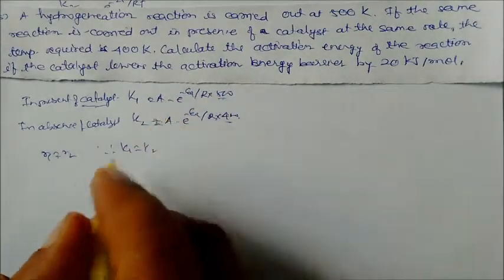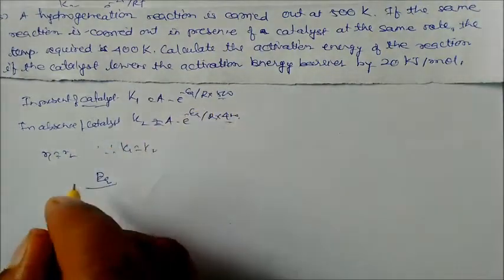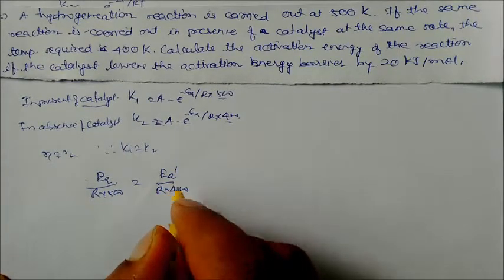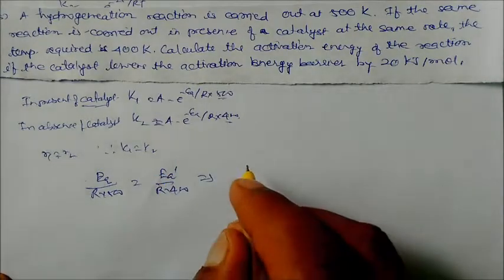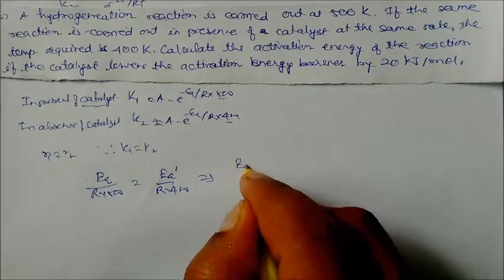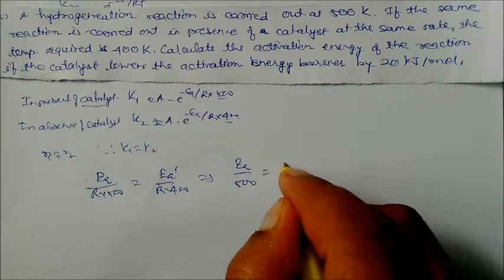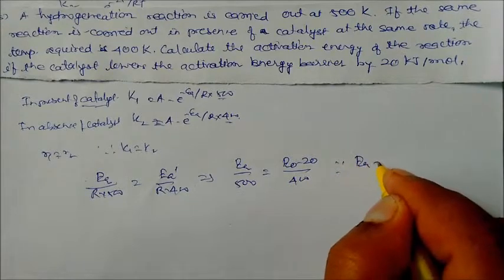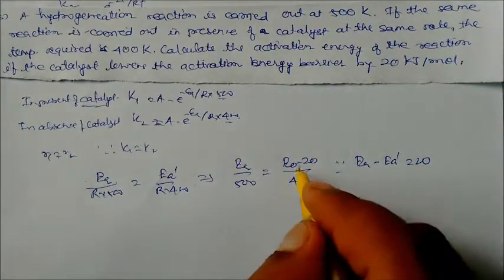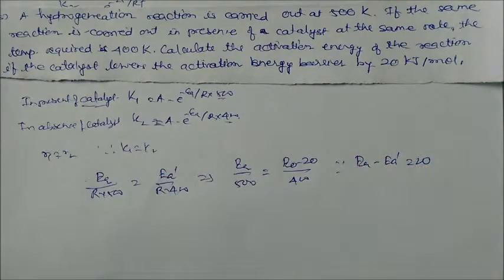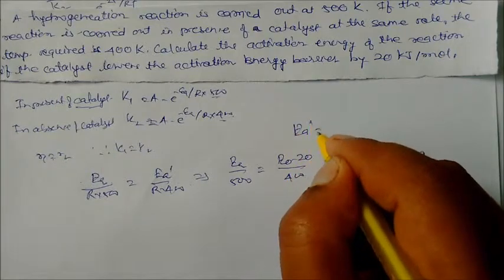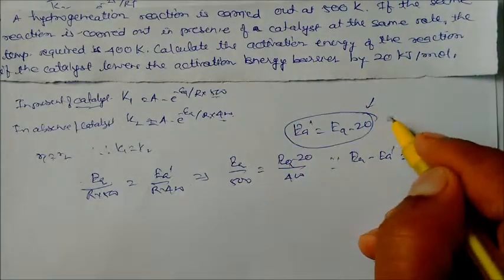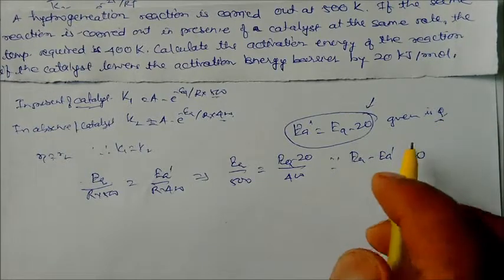So we can equate these two values, and this cancels. We can write directly EA dash by R into 500 is equal to EA by R into 400. On solving, EA dash by 500 is equal to EA by 400, where EA dash is equal to EA minus 20. This is another equation, because EA dash is equal to EA minus 20, which is already given in the question. This is the energy given in the question. So EA minus EA dash is equal to 20.